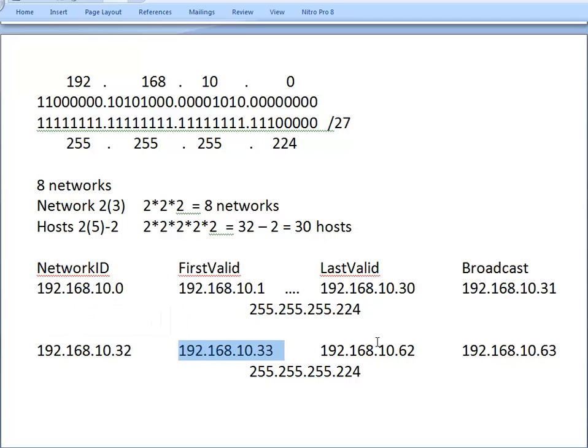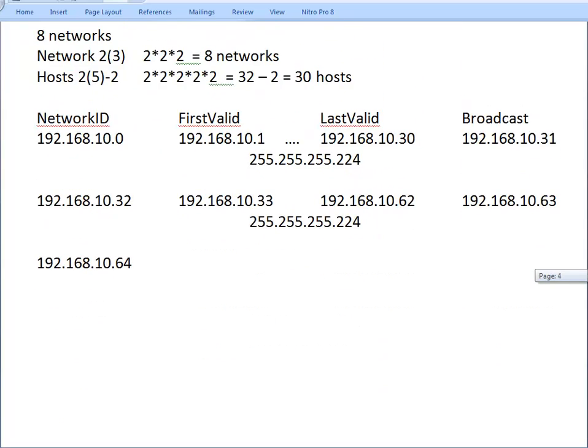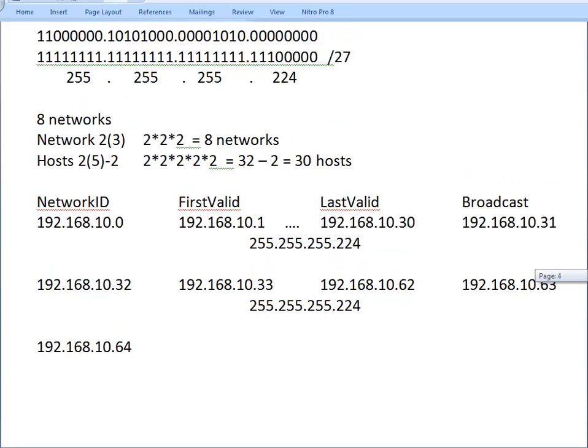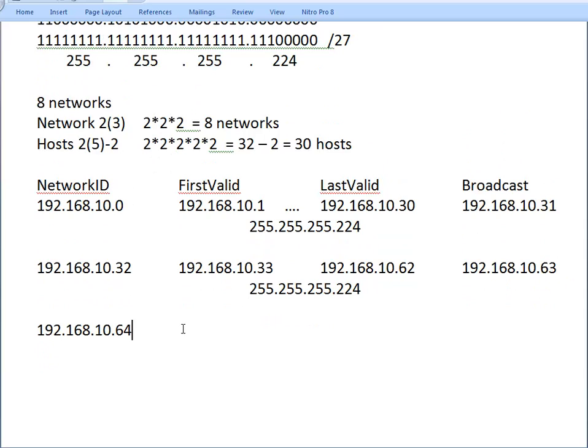.33 is the first valid. Last valid is 62, and the broadcast is 63. Okay, now we're just gonna continue this. So 64, the next network, the first valid is gonna be this. So network ID +1, so 65.